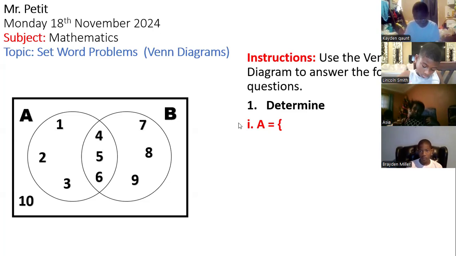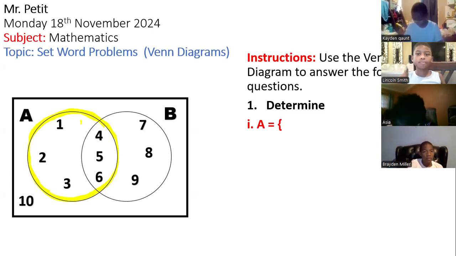So we want to figure out what are the elements in set A. The elements in set A are going to be all of the elements that are inside of this circle. That's what we mean by set A. All of the elements inside of the circle is set A. Do you all understand that? Yes, sir, I understand.